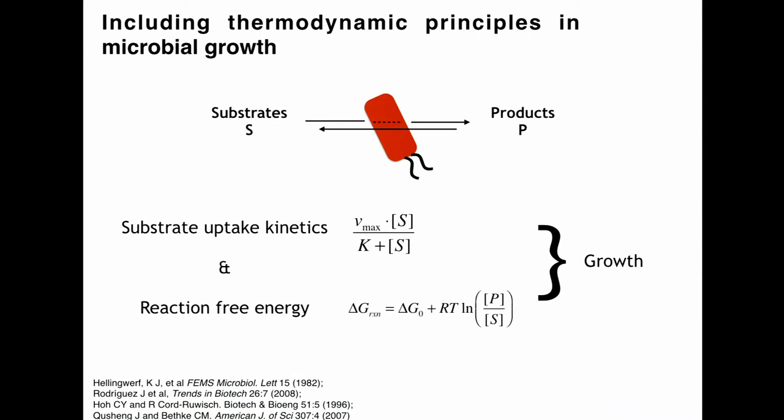And usually people have just considered substrate uptake kinetics. You don't worry about products because you're in a high-energy regime. But there are times when you should consider this thermodynamics, and people have been trying to put thermodynamics in microbial growth models. Now, we started to think about the impact of this on diversity, right?